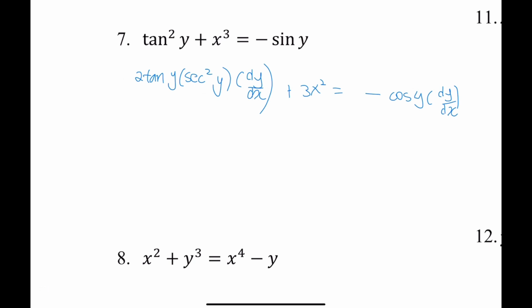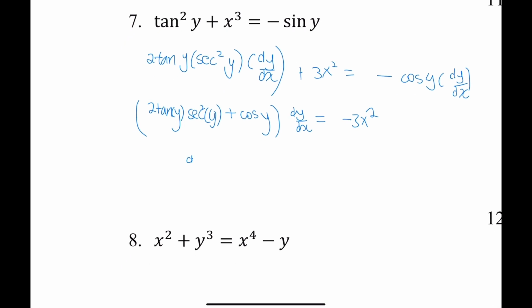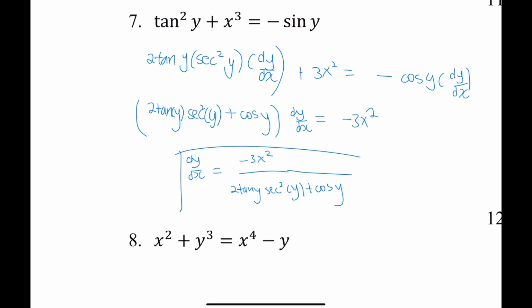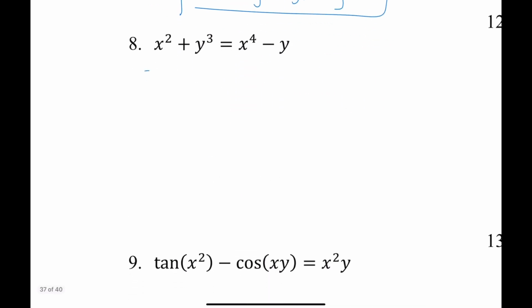Let's try to combine the dy/dx's together. So we can do 2 tangent y secant squared y, right? And then plus cosine y. And that whole thing, dy/dx factored, equals negative 3x squared, right? Okay. dy over dx then equals negative 3x squared all over 2 tangent y secant squared y plus cosine y. Right?